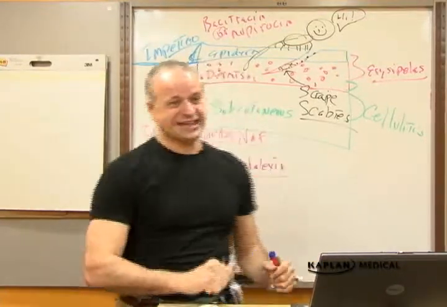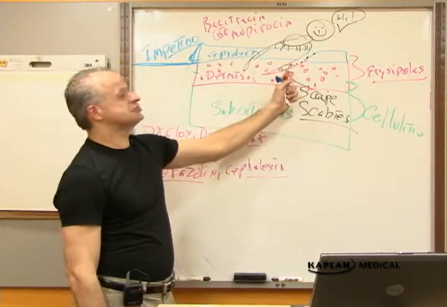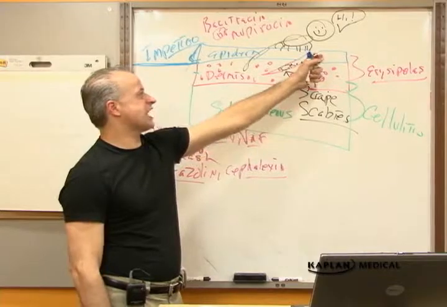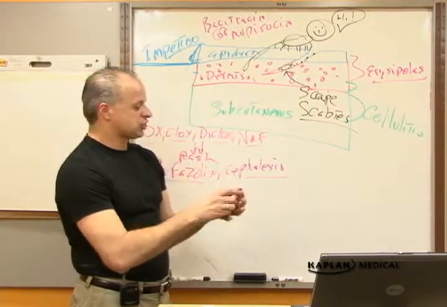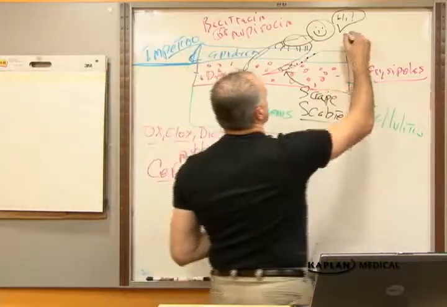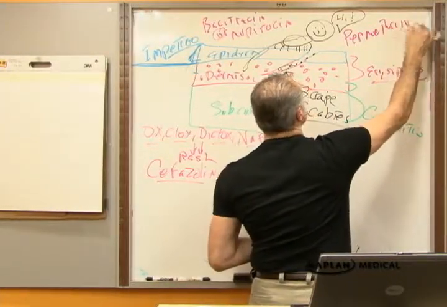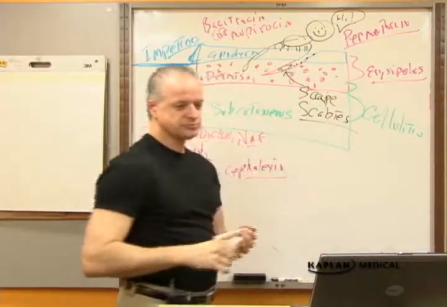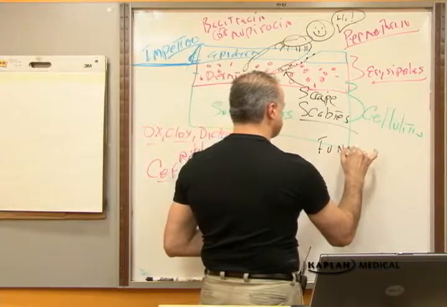They are big insects. Crabs, pediculosis, lice. Scabies, burrows, itching, web spaces. Treatment for both of them? Permethrin. Now, the next section of this is superficial fungal infections.